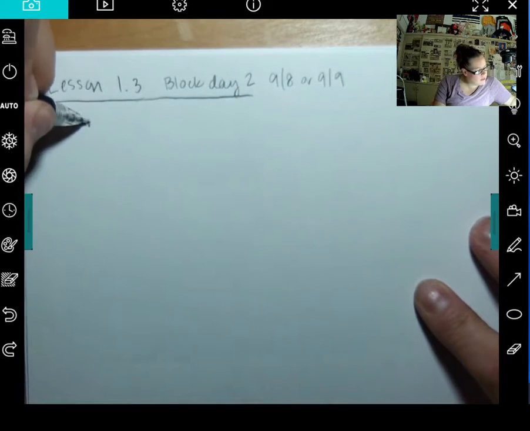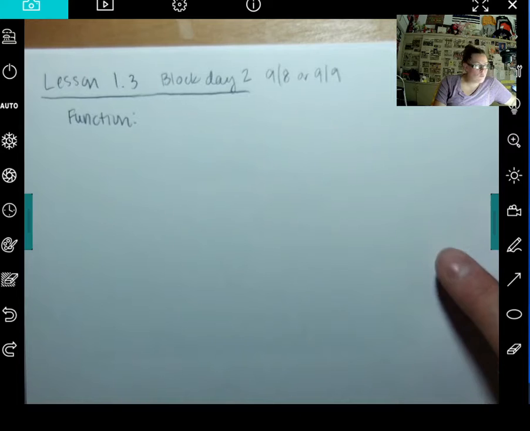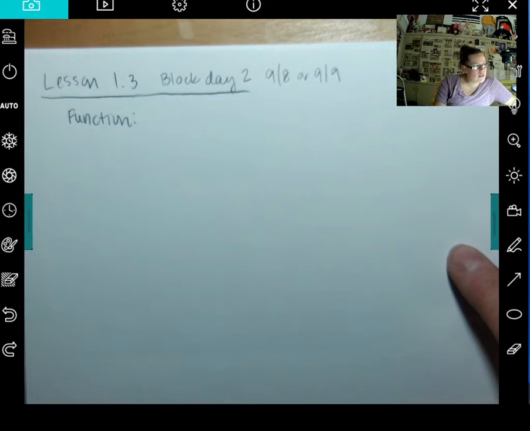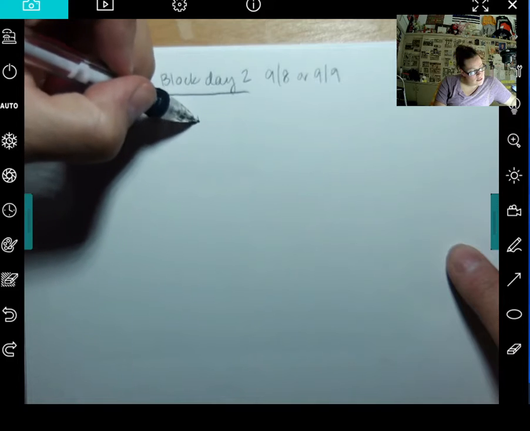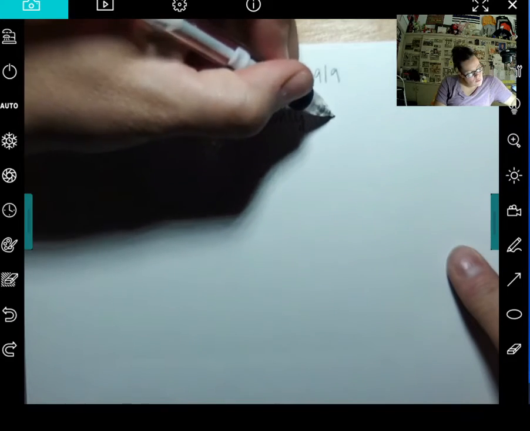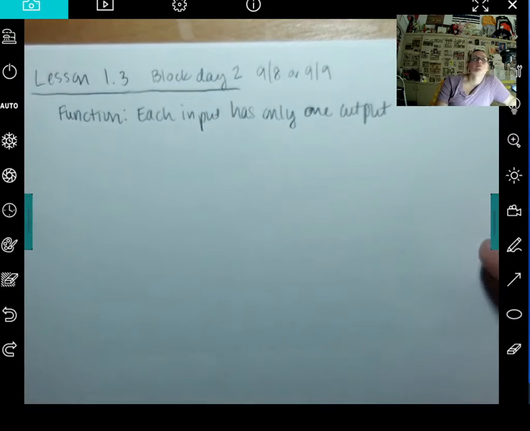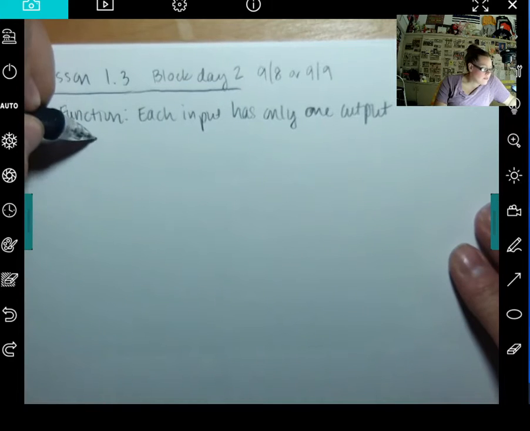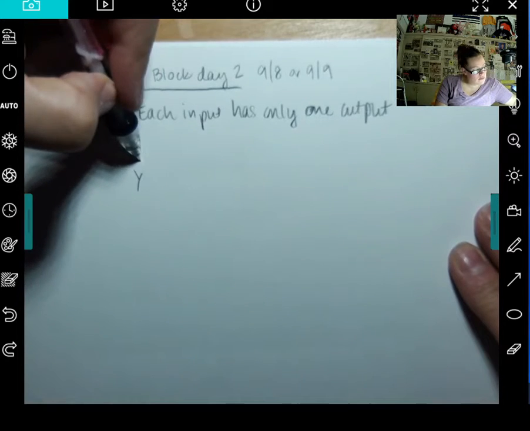So let's look at what we would call a function. A function is something where we have one output for every input. So each input has only one output. Each input has only one, that's a 1 right there, output. An example, so I'm going to show you a couple of examples here. I'm going to show you one that is a function and one that is not a function.